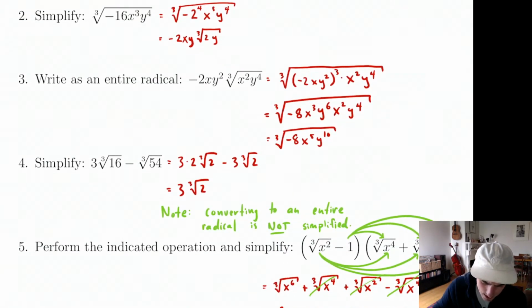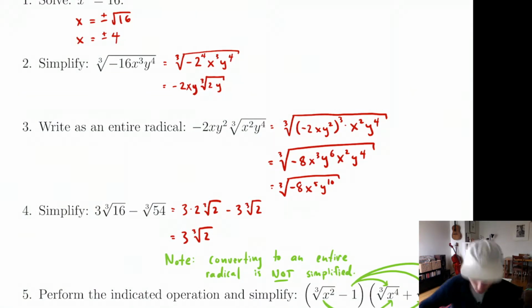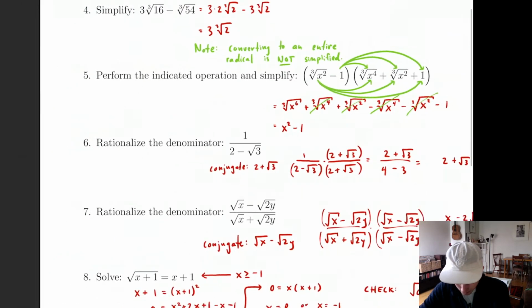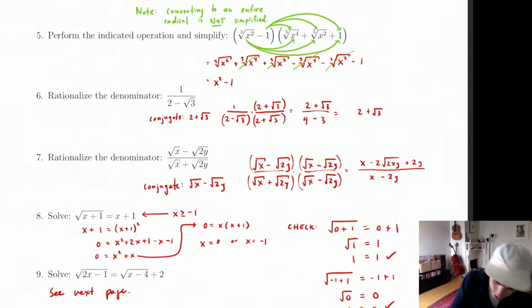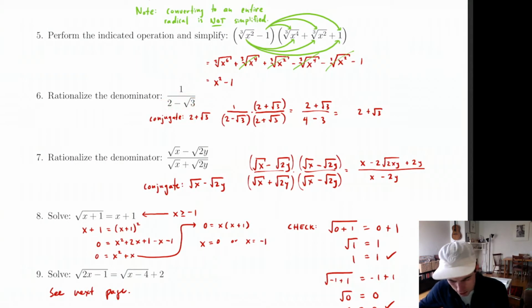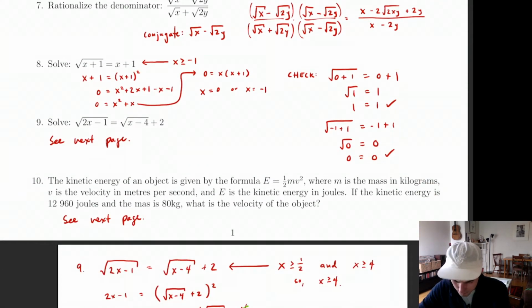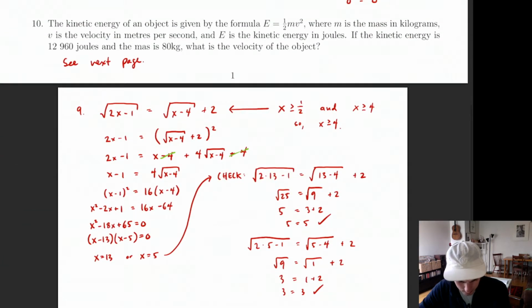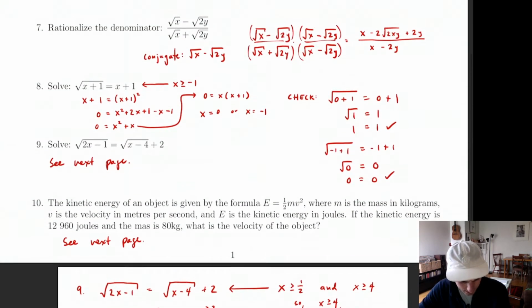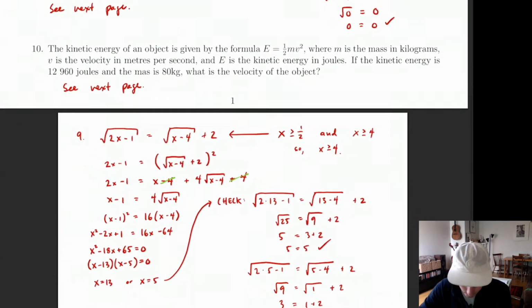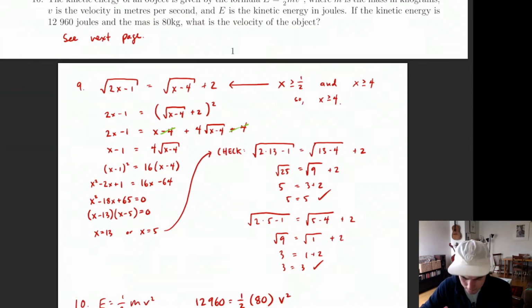The other major issue was that a lot of people seem to forget what a conjugate was and how to calculate it. I think a lot of people got the last question right, and I don't think there were any major issues there. The radical equation caused some difficulty because there's just a lot of algebra.